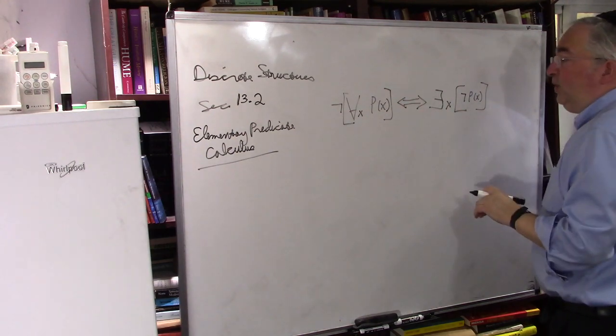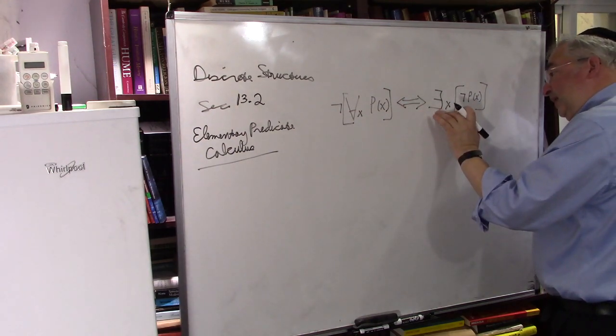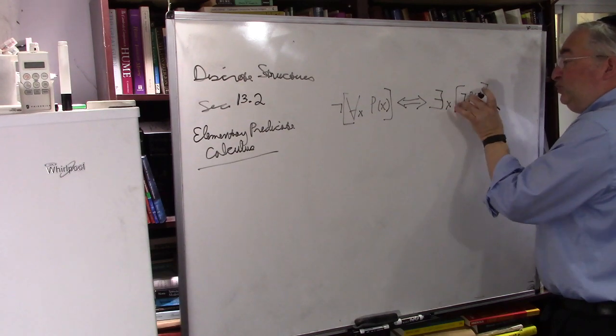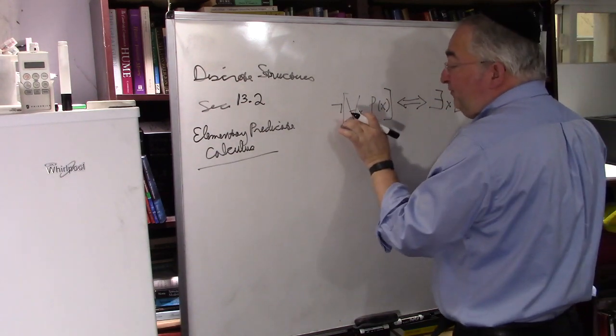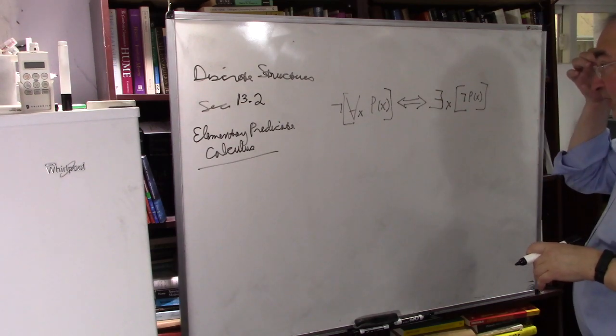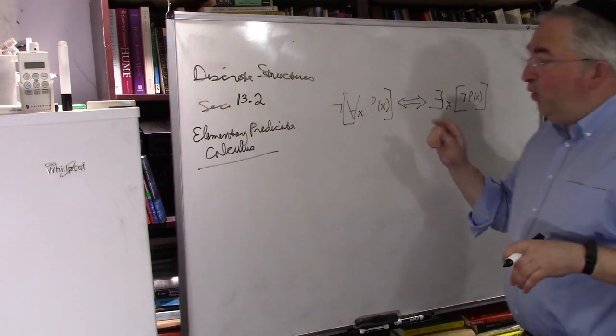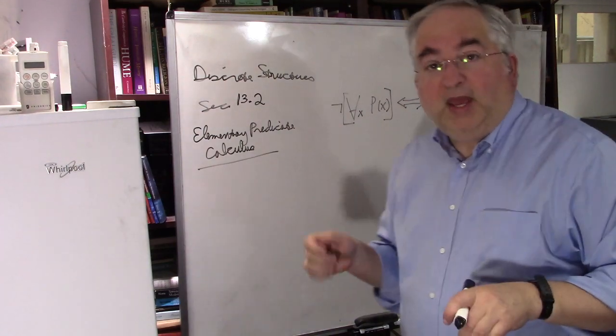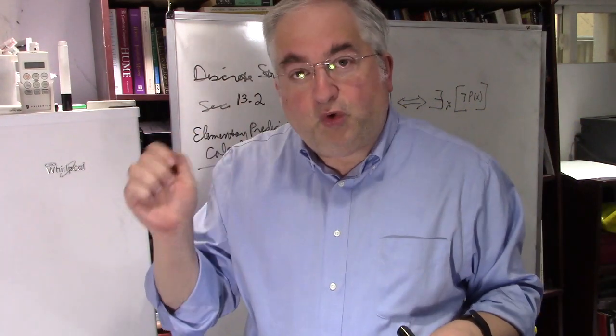Goes the other way too. If there's somebody in the class who's a Republican, that means it's false that everybody in the class is a Democrat. Okay, great. But I want you to think of this now in terms of the ors and the ands.